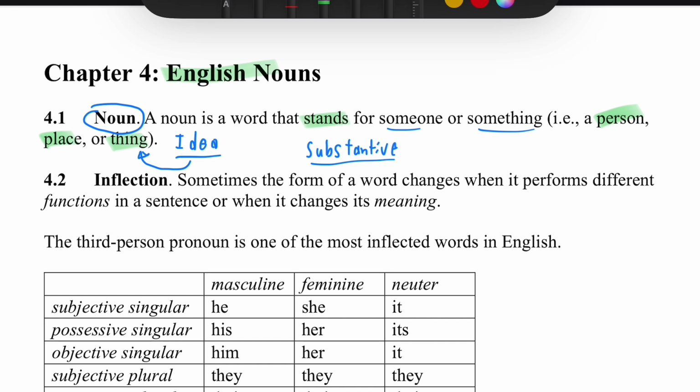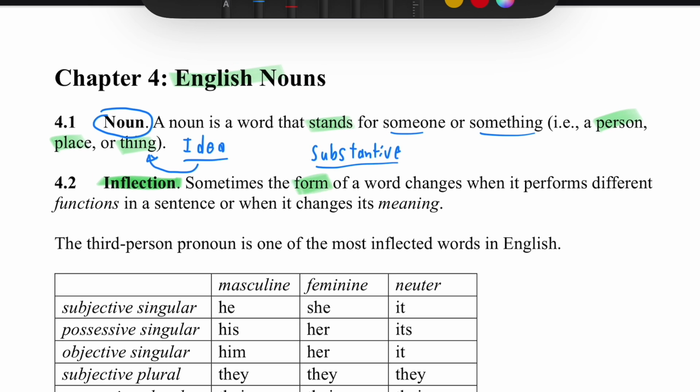The other thing that we need to talk about is inflection. Inflection is going to become a very important concept as we go further into the study of Greek. And this idea of inflection is that sometimes a form of a word changes when it performs different functions in a sentence or when it changes its meaning. So again, the form changes. Words undergo changes based on what they're doing in the sentence.